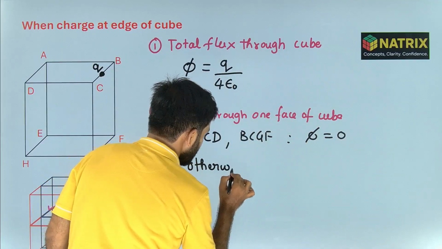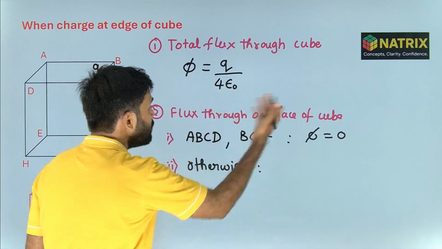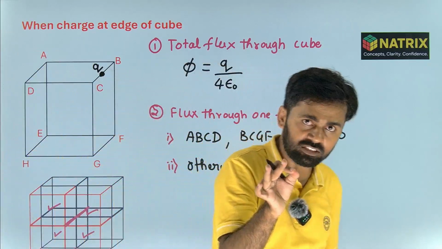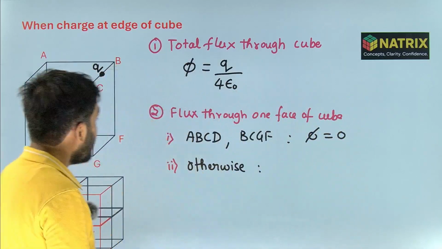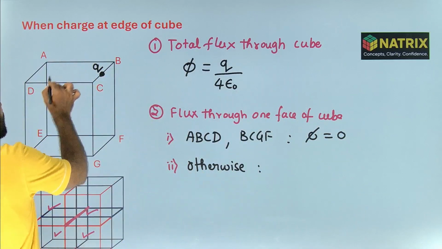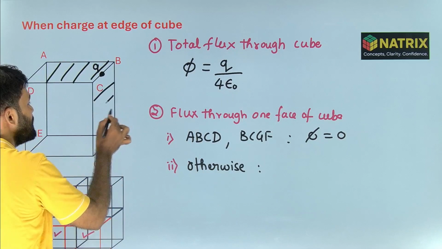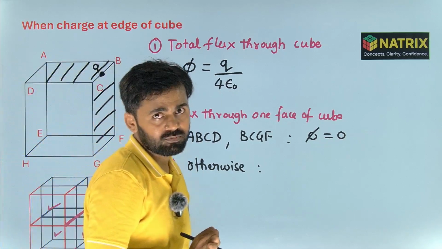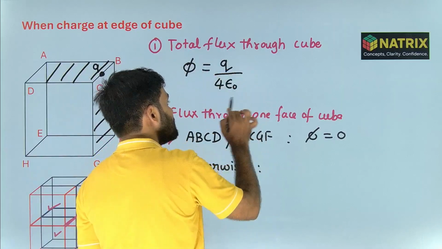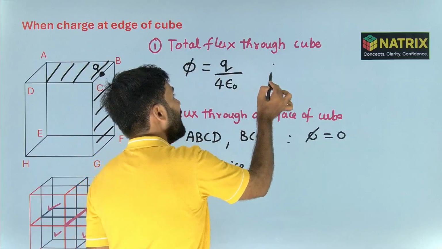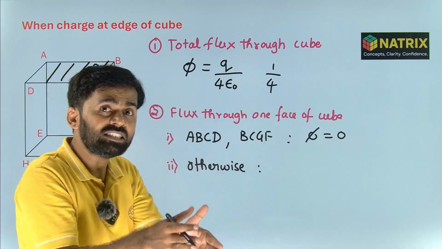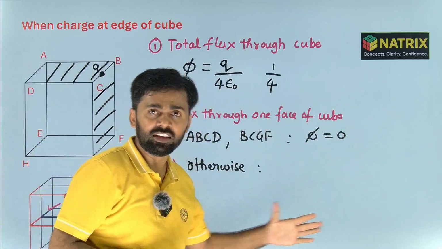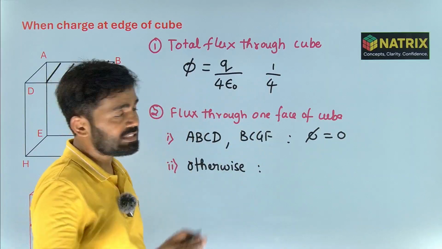Otherwise, except these 2 faces, for any of the remaining 4 faces, the flux through each face, or any one face other than these 2. See, the flux through these 2 is what? 0. How many faces remain? 4 faces. So this entire flux is divided by 4 again, because the flux is divided into 4 parts, as there are 4 faces left here. 4 4s are 16.